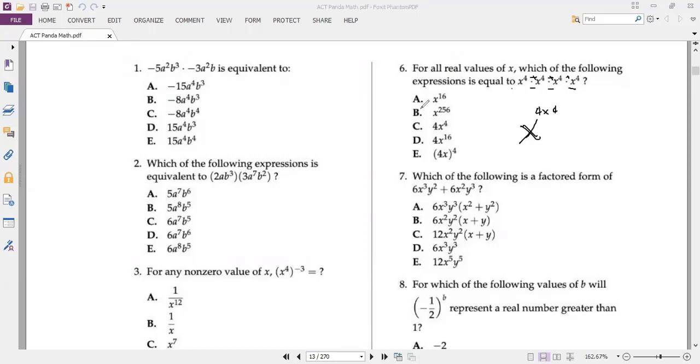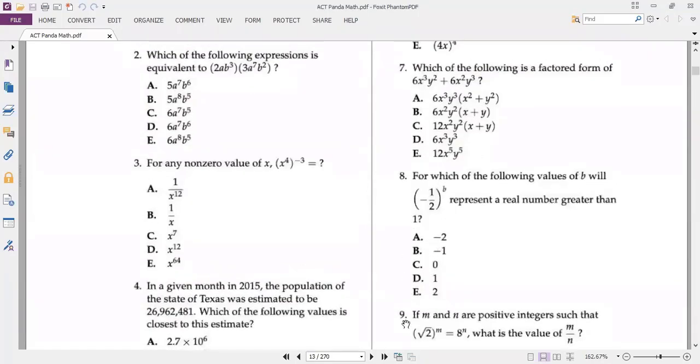So x power 16. Answer is A. Very easy, less than 1 minute. Okay. Number 7. Which of the following is factored from this one? Least common factor.